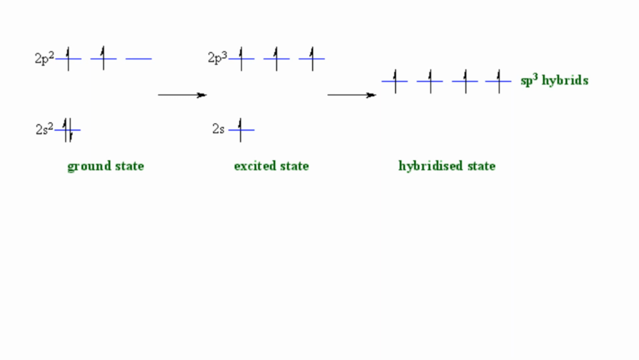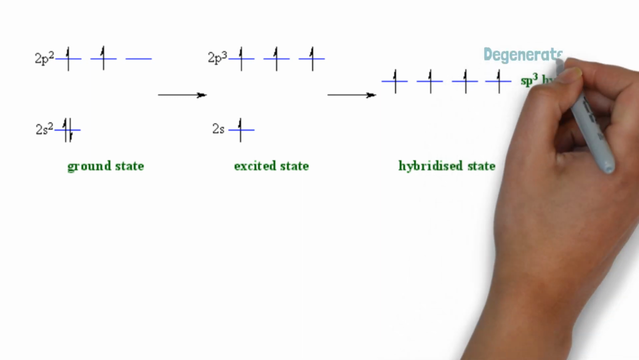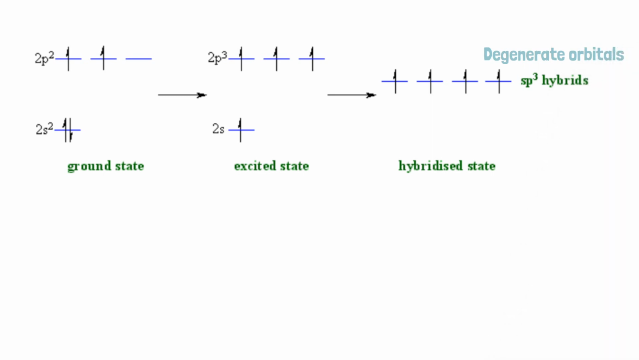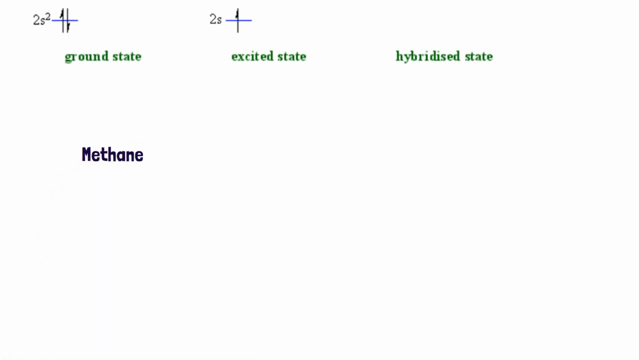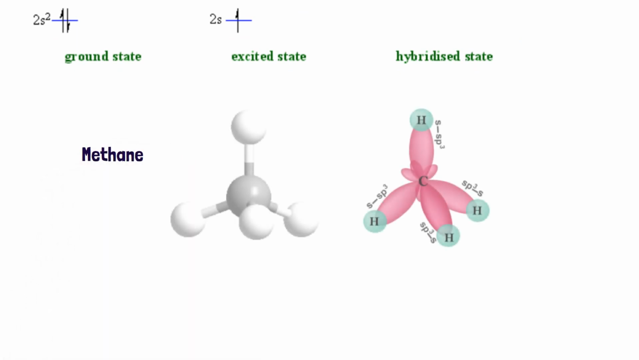So where should the sp3 orbitals be? Because the sp3 hybrid orbitals has more p character than s, the energy level should be closer to p than to s. These four sp3 hybrid orbitals are called degenerate orbitals. Degenerate orbitals are those that have the same energy. In the case of methane, the hybridization of carbon is sp3. The bond angle in sp3 hybridization is 109.5 degrees and the geometry is tetrahedral.